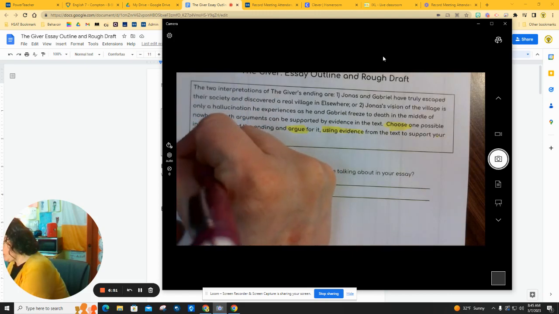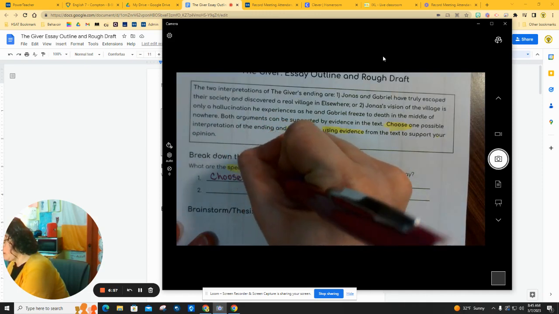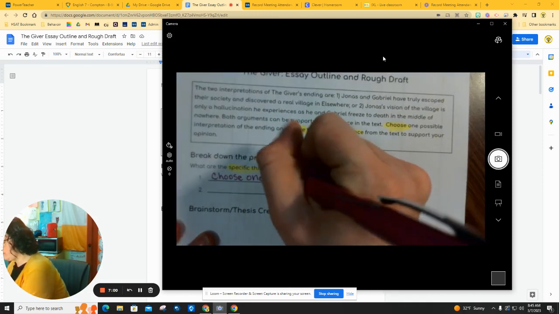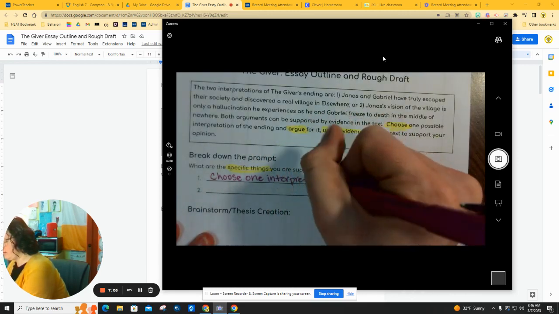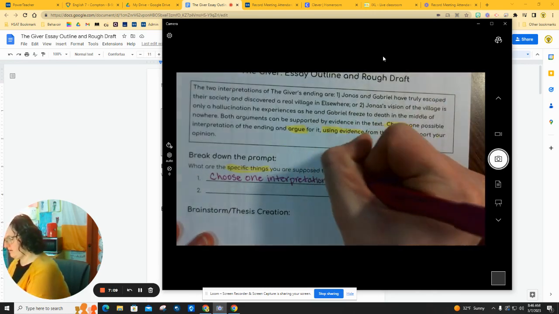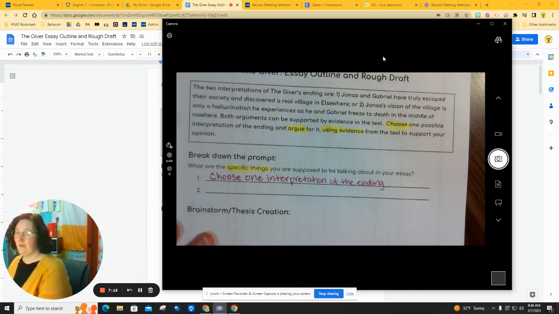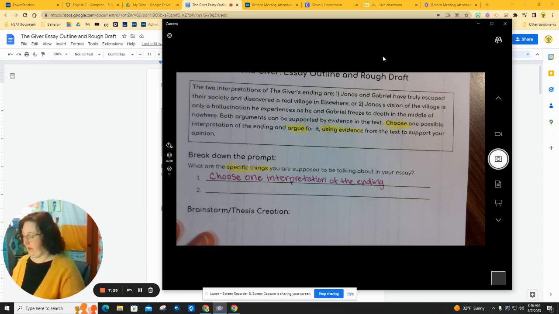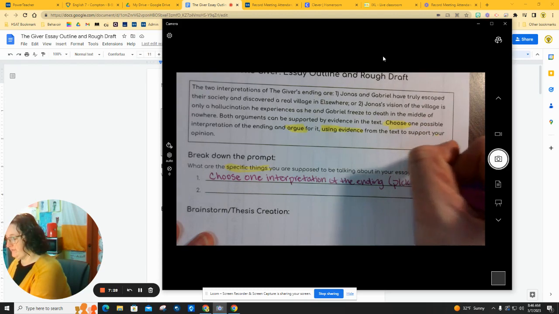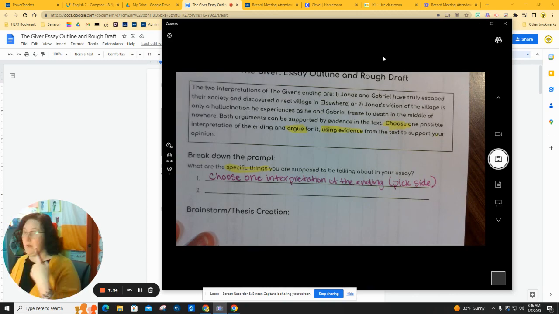Choose one interpretation of the ending. And if you don't understand what I mean by that, you need to pick a side. You need to choose: Jonas lived, or Jonas died. You need to pick a side, and you are going to be arguing for that side.